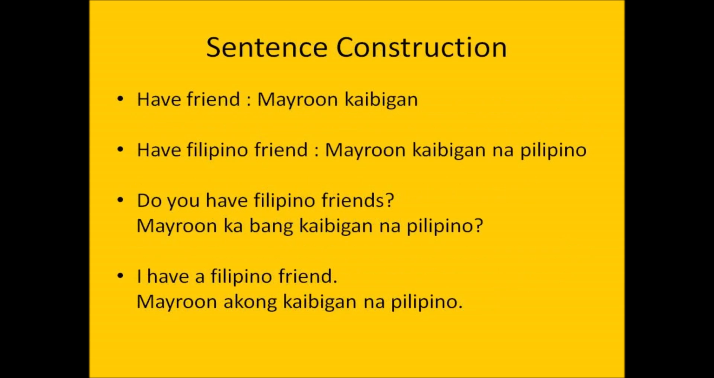We shall deal with more sentence construction. Mayroon kaibigan, which means have friend. Mayroon kaibigan na Pilipino, which means have Filipino friend. Mayroon ka bang kaibigan na Pilipino, which means do you have Filipino friends? Mayroon akong kaibigan na Pilipino.